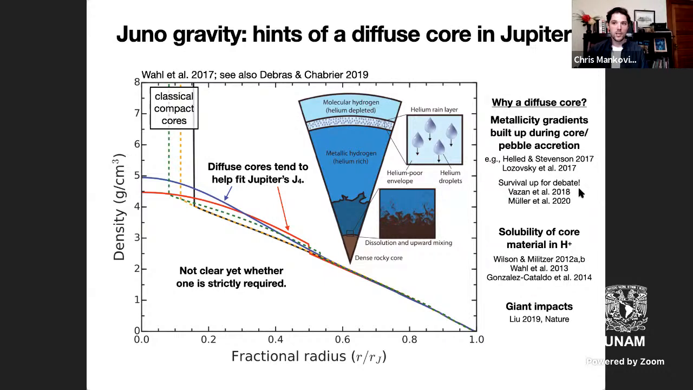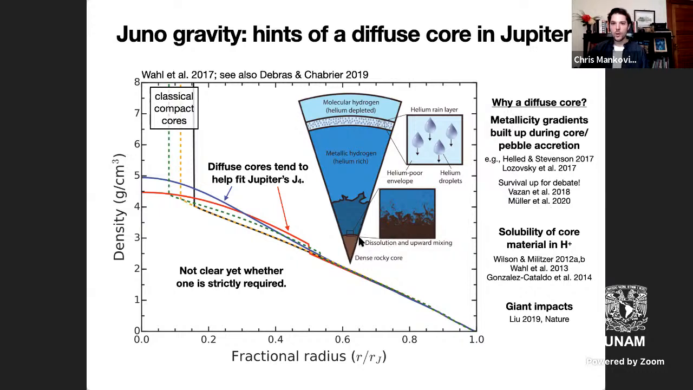Whether or not those gradients that are built up in accretion simulations can actually survive for billions of years of evolution is really up for debate, because the cooling of these planets tends to drive convection. That convection can erase or erode these composition gradients. And so it's not clear whether those primordial cores can survive intact at the solar age, although it's likely that at least the deepest parts of them do.